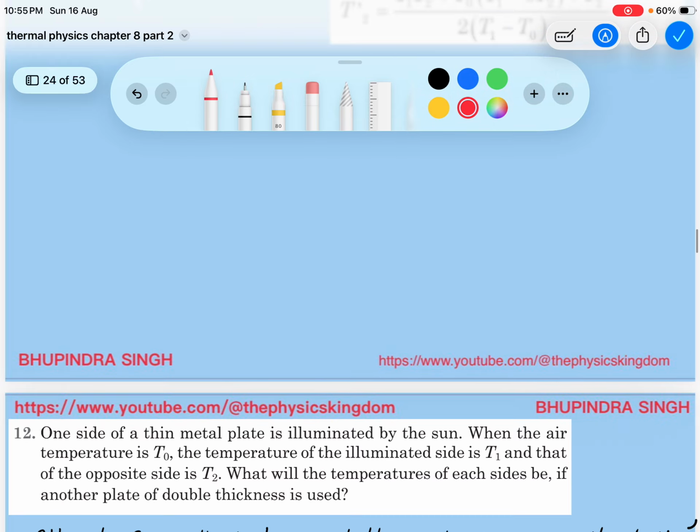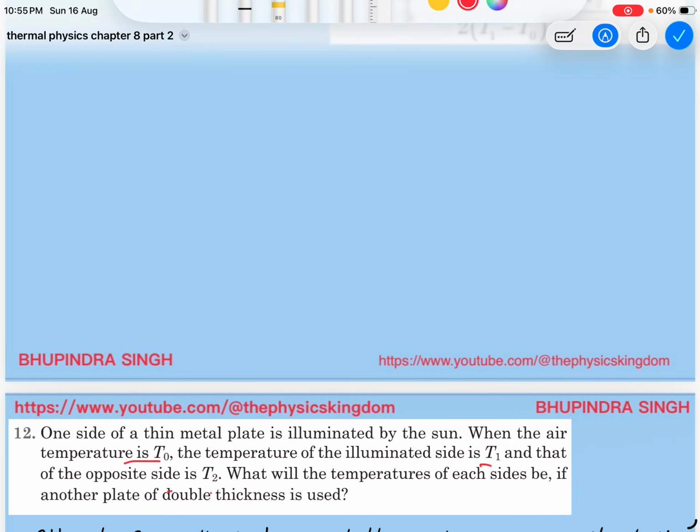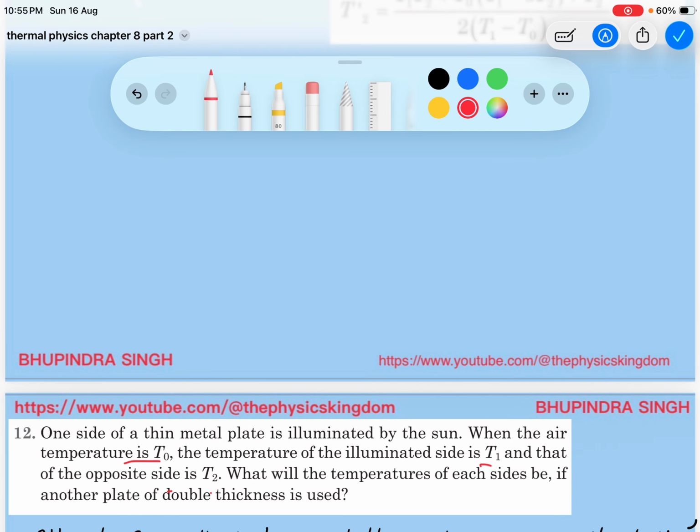Okay, so question is, one side of a thin metallic plate is illuminated by the sun when the air temperature is T0. The temperature of the illuminated side is T1 and that of the opposite side is T2. What will be the temperature of each side if another plate of double thickness is used? So just like our question number 10, right? Here also using Newton's law of cooling is a reasonable assumption. Why? Because this illumination is happening by sun, right?